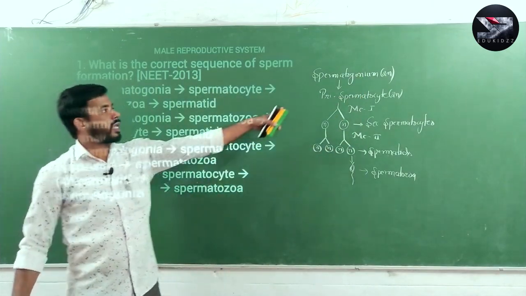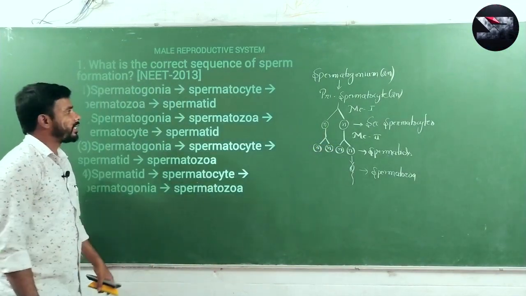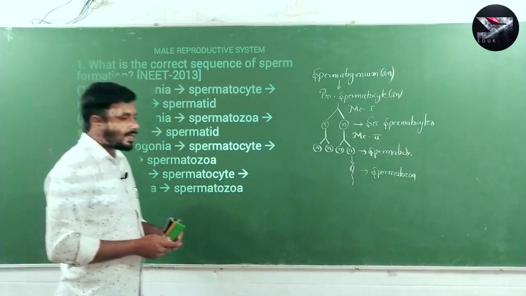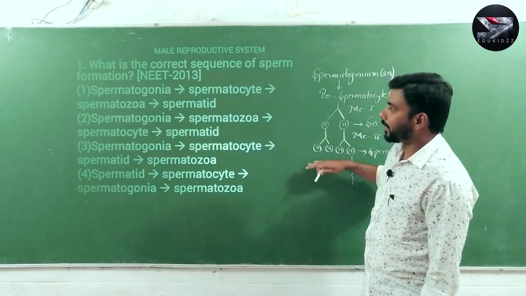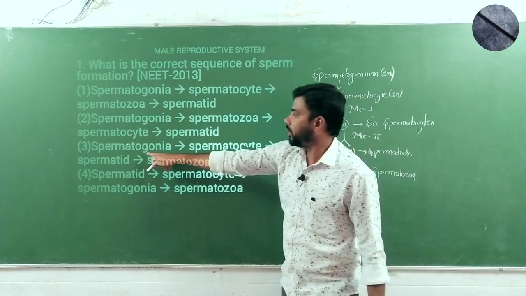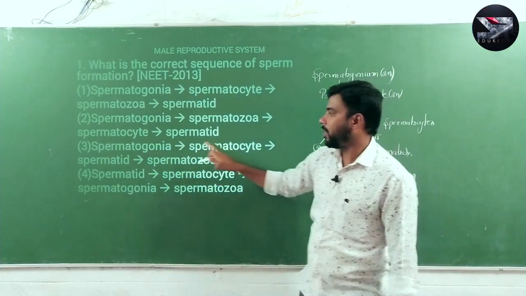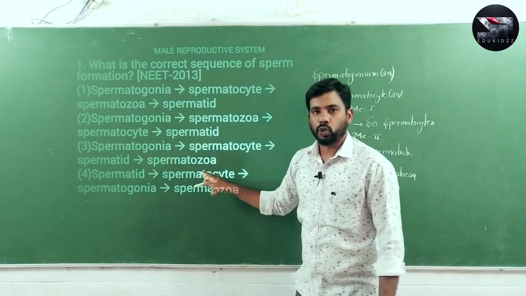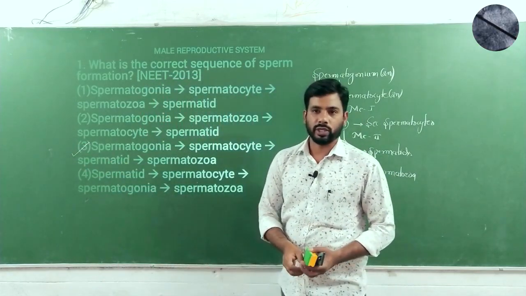So here primary spermatocyte and secondary spermatocyte together can be considered as the spermatocyte itself. Now let us take the options. The exact correct sequence you can see in option 3: spermatogonia, spermatocytes, that means both primary and secondary, spermatid and spermatozoa, means sperms. So option 3 is the right answer for this question.